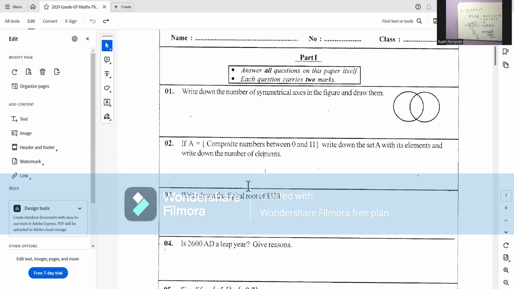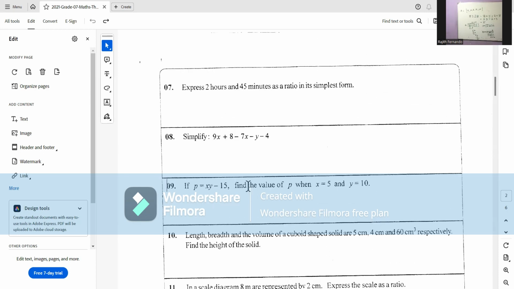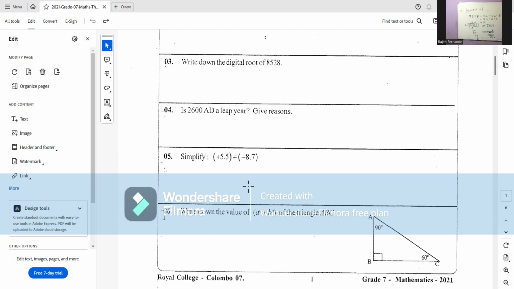Then the next question is 5.5 plus minus 8.6. Sorry, 8.7, right? It's 8.7.